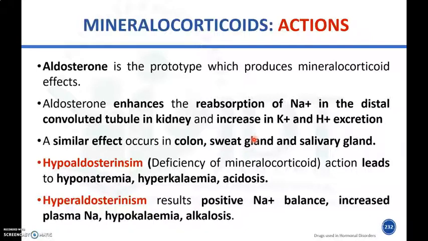There are two possibilities for hormonal disorder, either hypoaldosteronism or hyperaldosteronism. In hypoaldosteronism, there will be a deficiency of mineralocorticoids. What will happen? This will lead to hyponatremia, because aldosterone acts to reabsorb sodium. If there is a decreased level of aldosterone, reabsorption of sodium will decrease, so it will lead to hyponatremia. And aldosterone also increases potassium excretion, so due to the deficiency of aldosterone, it may lead to hyperkalemia and acidosis.